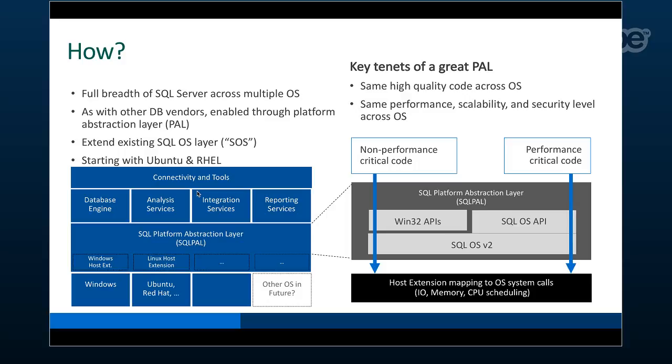For things that are not performance critical, those will continue to exist and sit on top of the Win32 APIs, but be mapped through the SQL OS layer into the right application binary interface call underneath the covers. So that's kind of how we've done it. The good thing about this is that it basically just means that SQL Server, as we know it today, with its high quality, high performance, high security, remains mostly unchanged. And so that enables us to quickly bring this to market and provide that great stability that SQL Server is known for, and good performance and security as well.